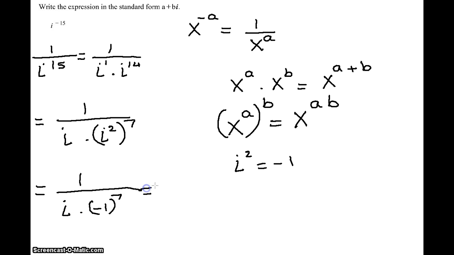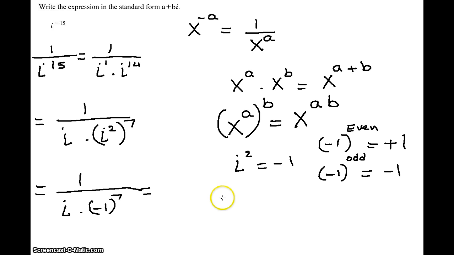But I know from previous rules that if I have negative 1 raised to an even number, it changes to positive 1, but negative 1 raised to an odd number will keep it negative 1. So in this case, 7 is odd, so I'm left with negative 1, and negative 1 times i is negative i. So my next answer is 1 over negative i.